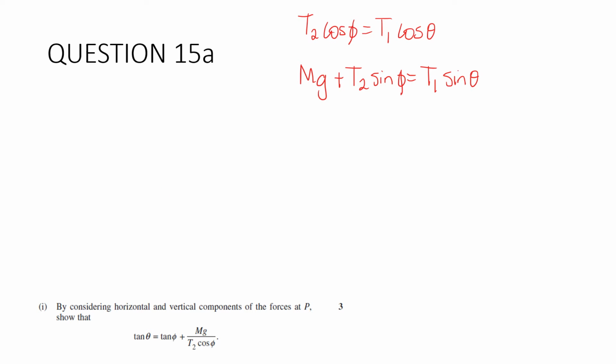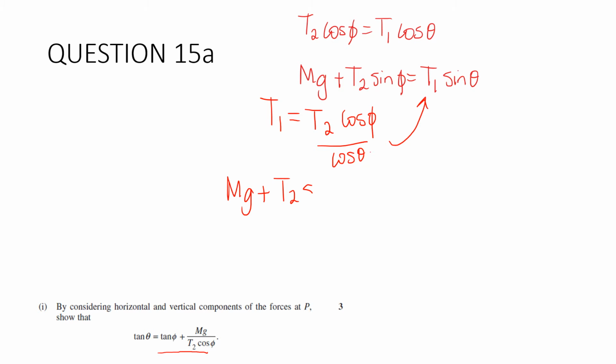Now you can see from the equation that we want to eliminate T2, so let's make T1 the subject of that first equation. T1 equals T2 cos phi over cos theta. Now let's substitute it into the second equation: mg plus T2 sine phi is equal to T2 cos phi on cos theta times sine theta.